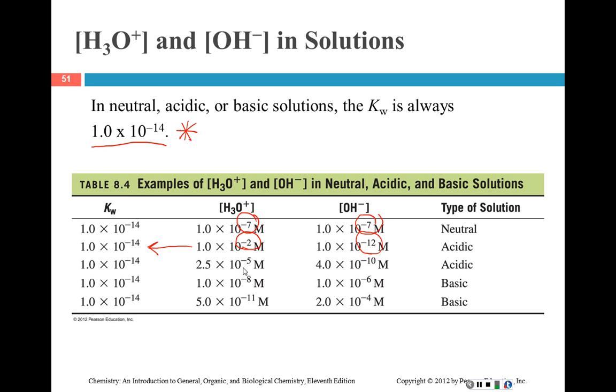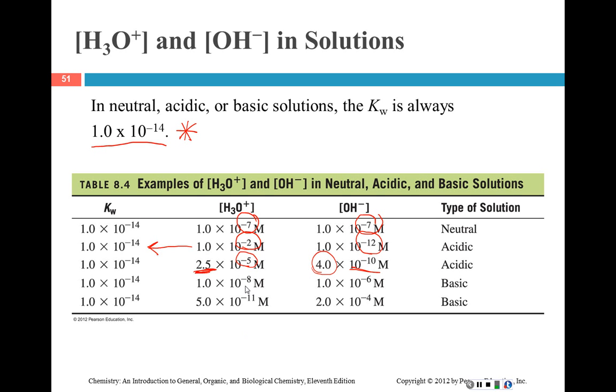So 2.5 times 10 to the minus 5. Now when you start changing this number from a 1, you've got to then do some calculations on your calculator, but they still have to equal exactly 1 times 10 to the minus 14.